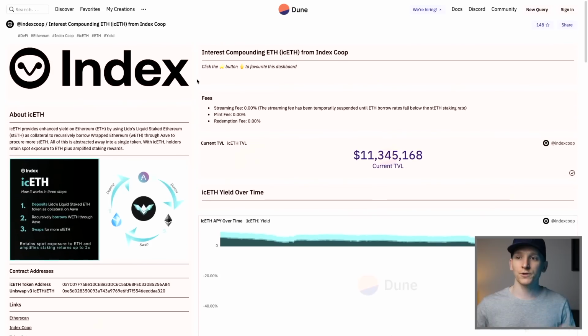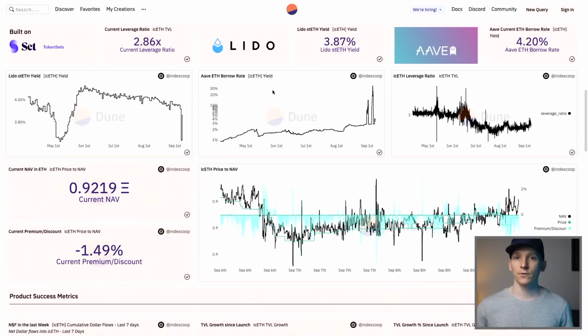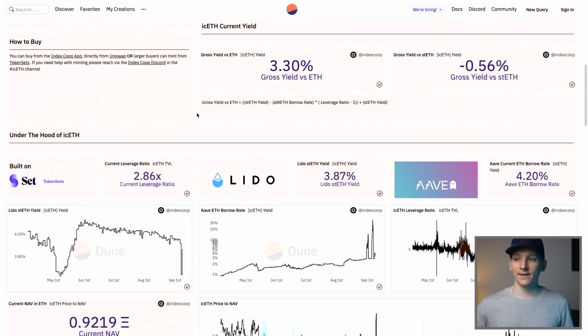What they do, you can go to Dune Analytics and then the ICETH, and you can see all of the stats right here. But what they actually do is take stETH, which has a yield. They then take that and put that on a lending and borrowing protocol called Aave. What that does is let them leverage up and borrow Ethereum against the value of their staked Ethereum. They then take that ETH, they swap it into more staked ETH. That's why it's known as leveraged yield, because they're essentially using the value of their staked ETH to borrow more staked ETH. And that increases the yield, of course, but it also increases risk.